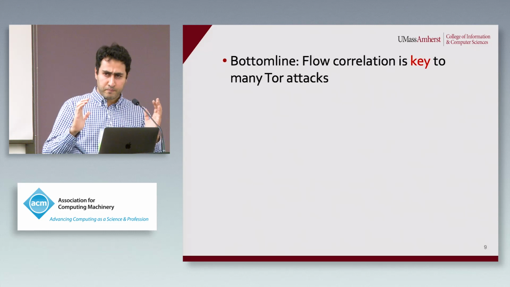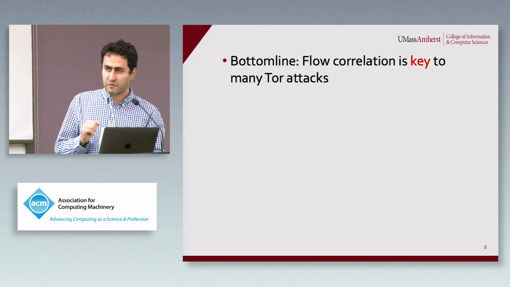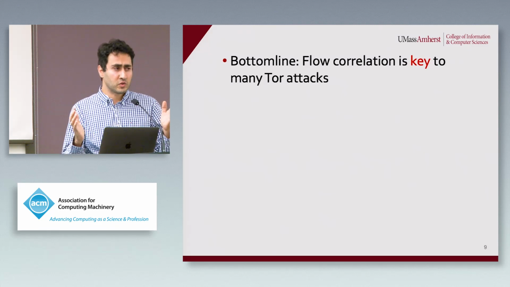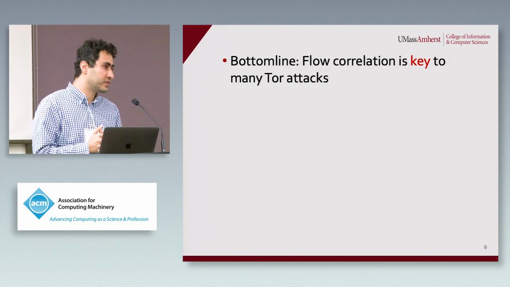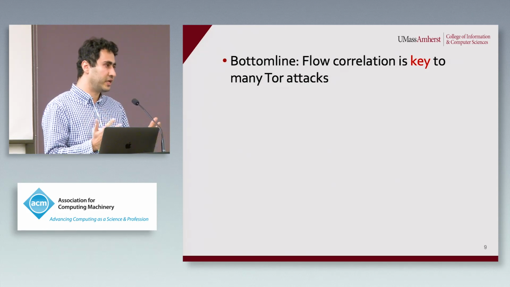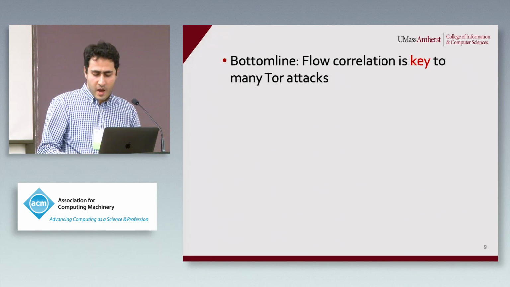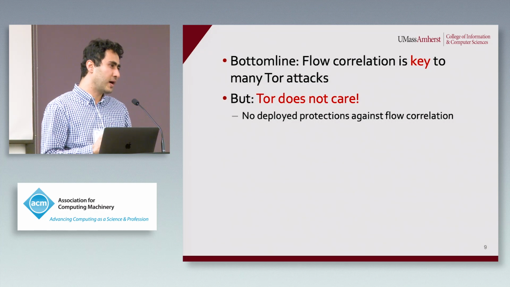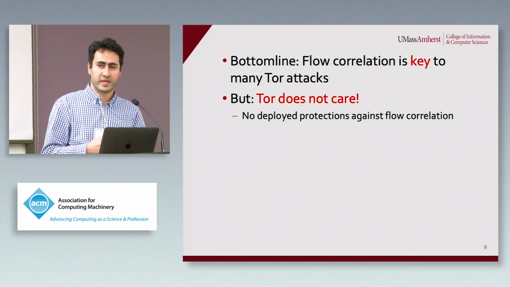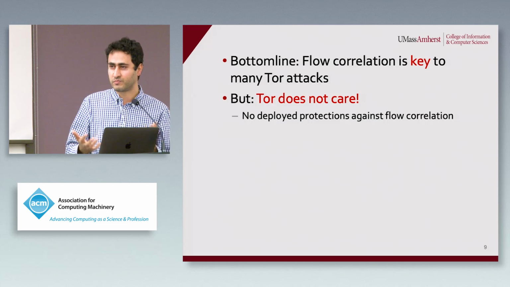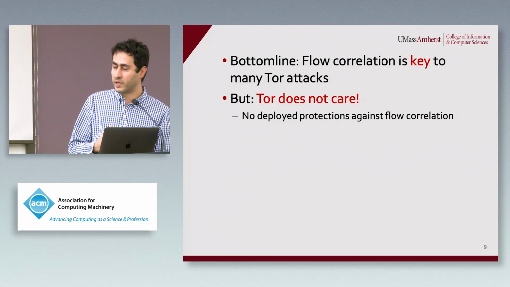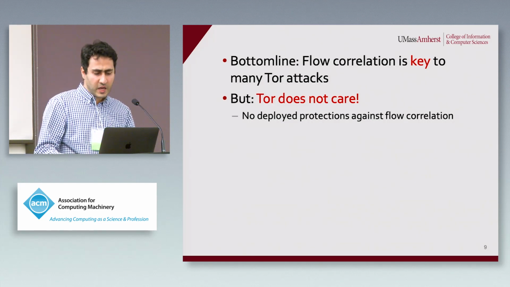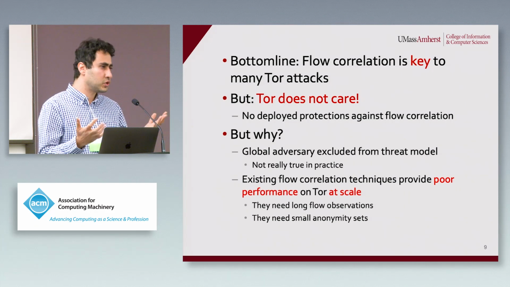The point I'm trying to make is that flow correlation is not just some attack on Tor, it is one of the most important attacks on Tor, and it has been extensively studied in different forms in different papers. However, it seems like Tor has not deployed efficient or effective mechanisms to defeat flow correlation attacks, except for sending packets in cells, which doesn't seem to work in preventing flow correlation. Historically, this is for two reasons.